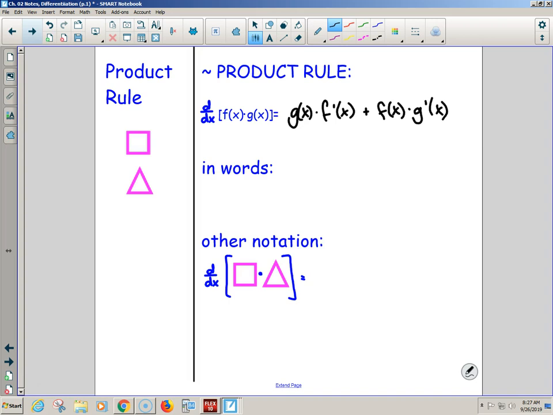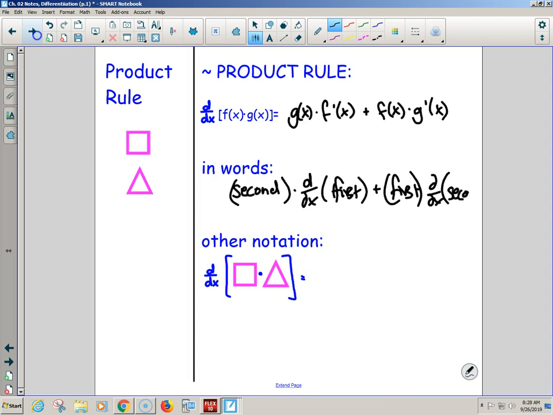But the reason I like it like this is because you can literally do second function, d first, plus first, d second.